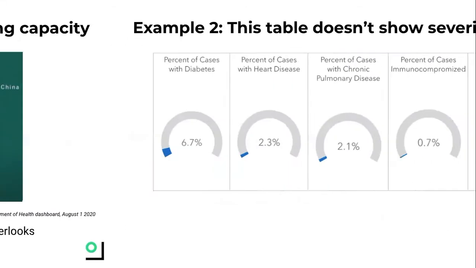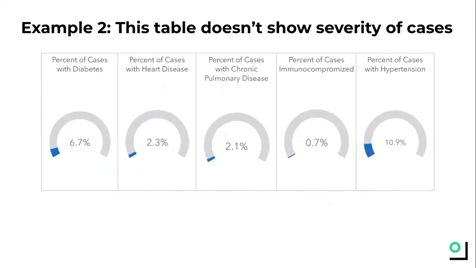Here's the second example that illustrates this point. It shows the percent of COVID cases in Arkansas amongst people with other health conditions. As the chart shows, the percentages are fairly low. Only 0.7% of COVID cases in Arkansas are in people who are immunocompromised. On first glance, the low percentages could give the impression that having a pre-existing condition isn't that big of a deal when it comes to contracting COVID.